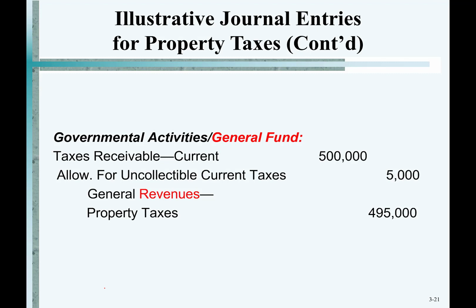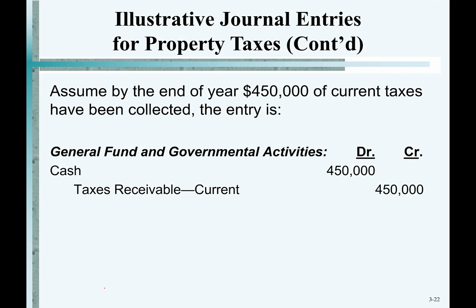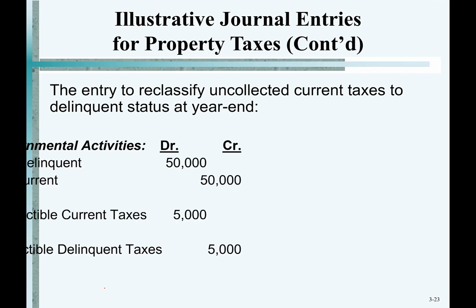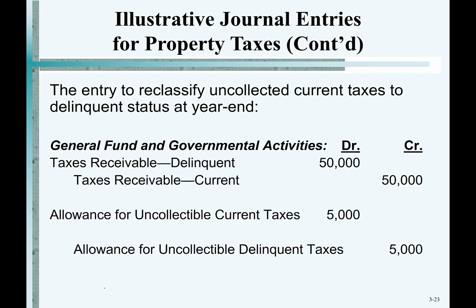All right, now we collect some of the money. This is the beauty of being a government. You send out tax bills, you don't do anything, and people send you money. Isn't it great? So they debit the cash, they credit the taxes receivable current, right? Because people sent some money in. But there's still $50,000 out there that hasn't been collected.